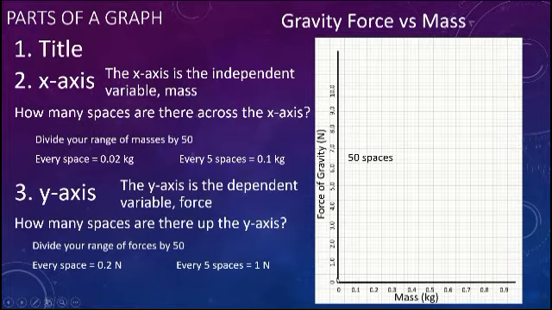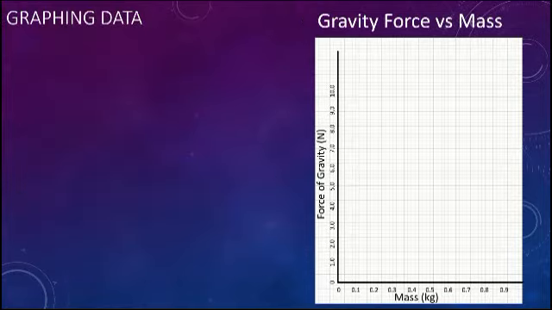So from here to this first space is going to be 0.2, and then 0.4, 0.6, 0.8, 1.0. So every 5 spaces will be 1 newton. So if we go up 5, we're going to put 1 newton. If we go up another 5, it'll be 2. Another 5, it'll be 3. Another 5, it'll be 4. And again, so on and so on until we get to our range. All right. So now we've got our graph scaled. Okay. So we have our axes scaled how we want them.